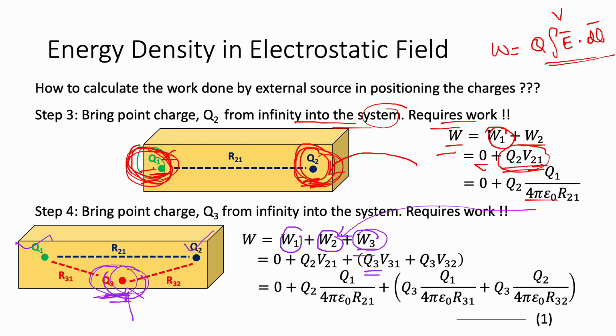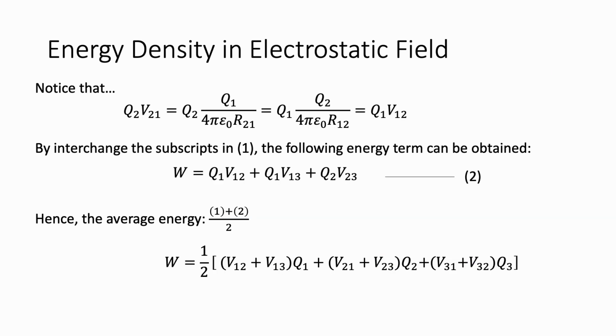It will involve the potential at Q3 due to charge 1, and also the potential at Q3 due to charge number 2. That's why the equation becomes V31 and V32. So it represents the potential at charge number 3 due to charge number 1, and the potential at charge number 3 due to charge number 2.